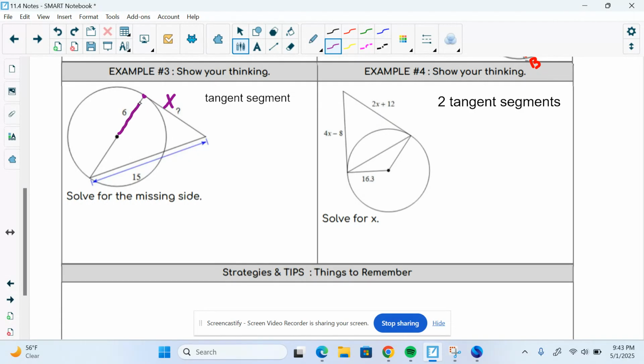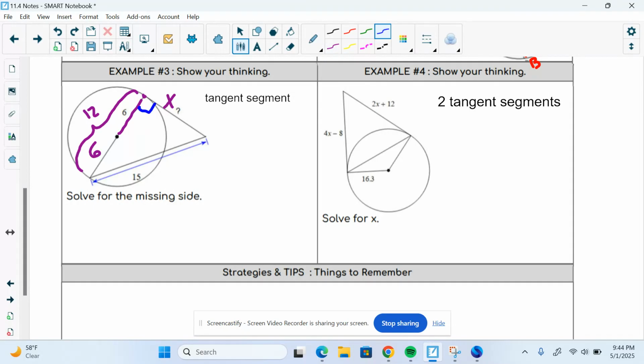Oh, this is a 6 right there. So that means this is a 6 right there because those are both radii of the circle. So this length right here all the way across is 12. The diameter is 12. That's the diameter of the circle. It's 12.